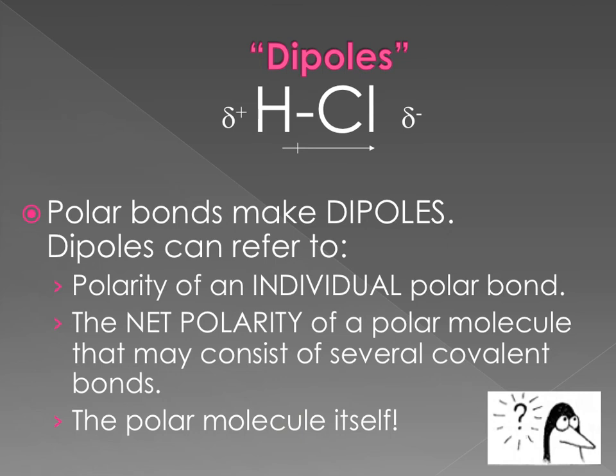So if the bond itself falls within that polar range, those polar bonds make dipoles. And dipoles can refer to a couple different things. It can refer to the polarity of an individual polar bond itself, the net polarity of a polar molecule that may consist of several covalent bonds, or the polar molecule itself. So again, we can show that by using our delta symbols, showing that one end is slightly positive, one end is slightly negative, showing you the arrow in which the electrons are being slightly pulled closer, and that references the dipoles.